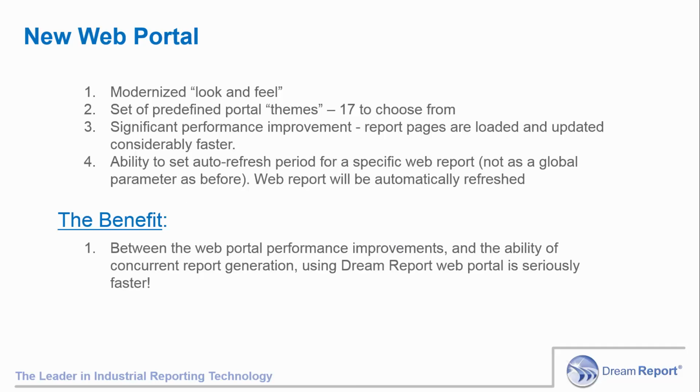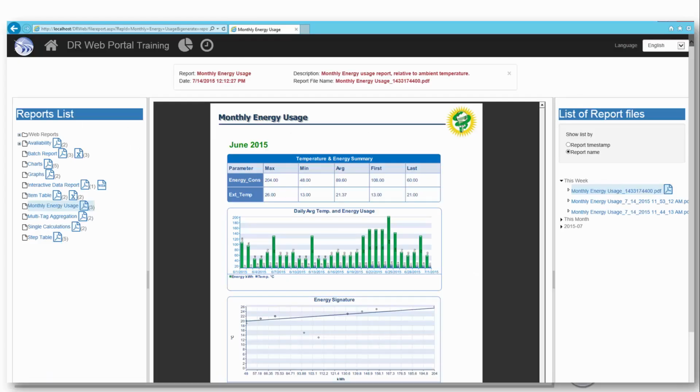The Dream Report web portal has undergone significant upgrades with regards to both aesthetics and performance. We've modernized the look and feel of the portal with a clean and logical layout and provided a set of 17 portal themes to choose from, which provide different color combinations and contrast variations. Both portal updates and report pages are loaded faster now, and combined with the new concurrent report generation engine, the Dream Report web portal is seriously faster.